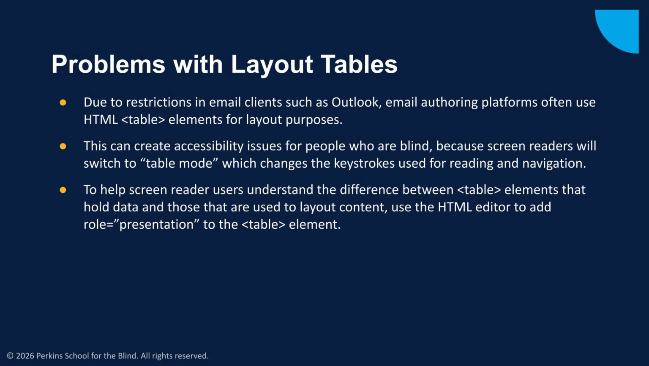Now let's talk about a specific technical change with HTML emails. Due to limitations in email clients, email authoring platforms typically use HTML table elements for layout purposes rather than for displaying data. This can create problems for screen reader users. Here's why. When a screen reader encounters a table, it switches to table mode, automatically enabling keyboard commands users need to navigate data tables. This makes sense for data tables, where you need to navigate by rows and columns, but when tables are just being used to position content on the page, entering table mode is confusing and inefficient.